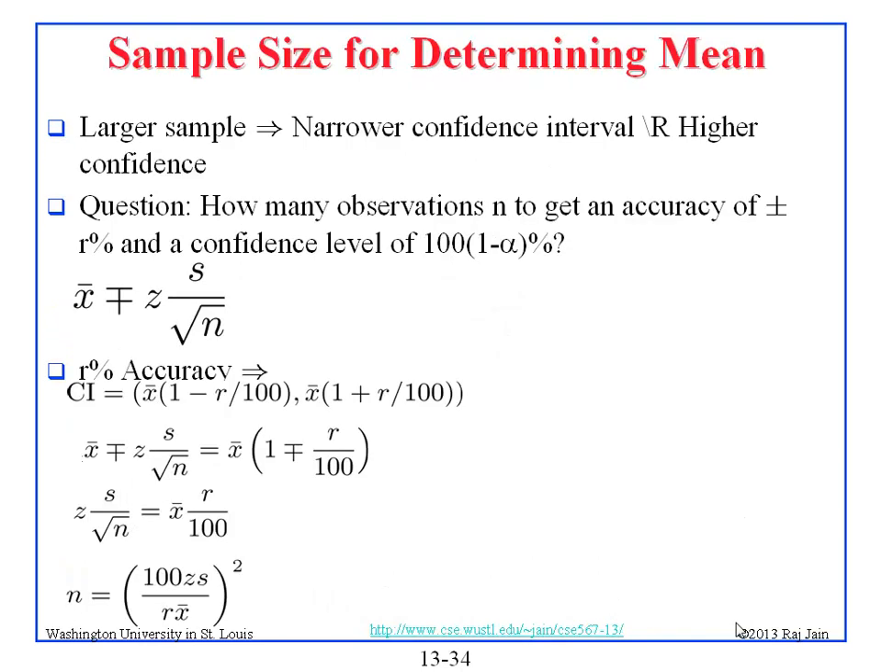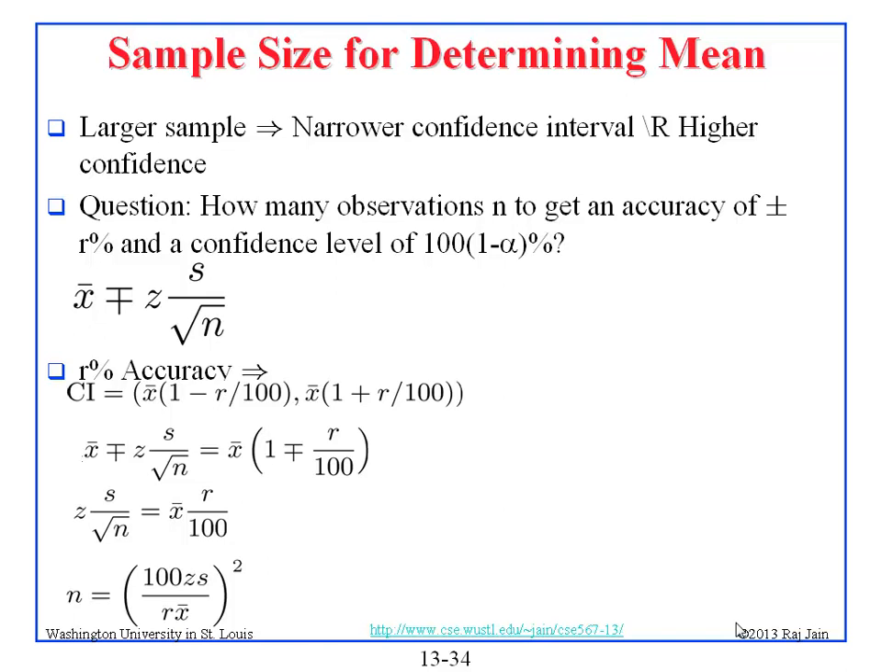All right, now that we know how we calculate the confidence intervals, we can do the opposite, which is to calculate how many observations we need to make a decision. If your mean is x bar, your confidence interval is x bar minus plus z times s upon square root of n.